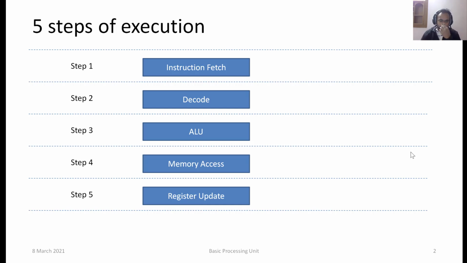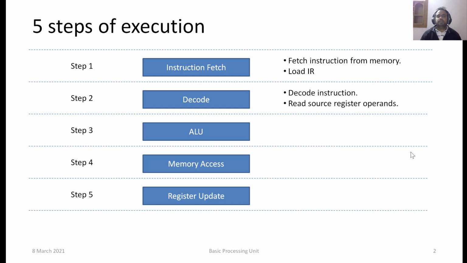Now if we want to see what happens in each of the steps, in step 1, using the PC we fetch the instruction from the memory, right, and place that instruction in IR, the instruction register. In the second step we look at the contents of IR and decode the instruction, and at that moment we will also know what the source registers being used are, and we contact the register file and get the values from those registers.